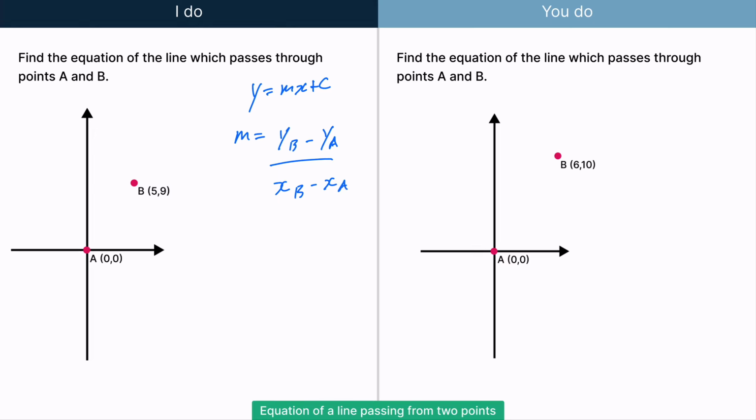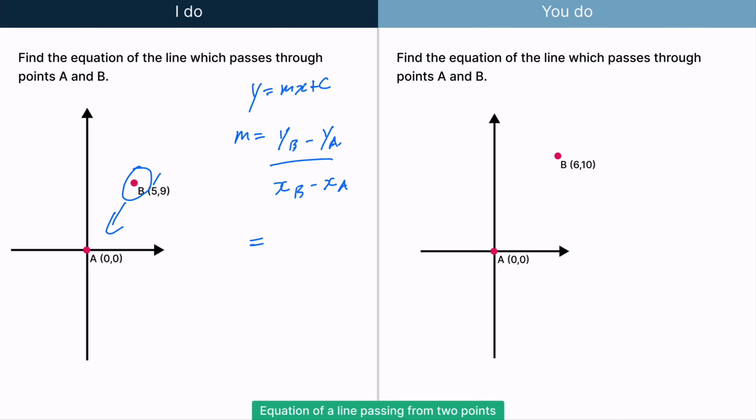Now you could have done a take away b, that's fine, but you just have to be consistent, okay? If you started with b here, you have to do b here. And if you had a here, you have to have a here. Now you could have done ya take away yb, but then you would have to do xa take away xb, okay? You pick a point and you take it away from the other point. What you can't do is have a here and then b here, and then that doesn't match up with the letters there, okay? So we're going to take away this point from that one.